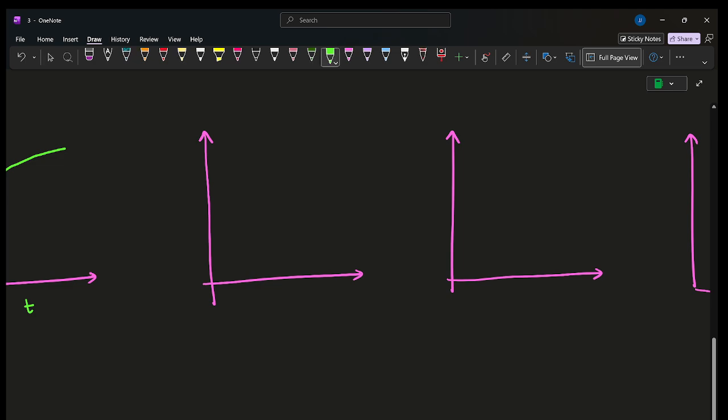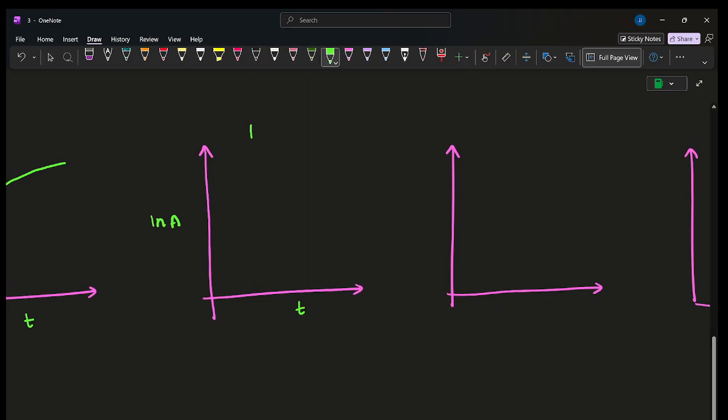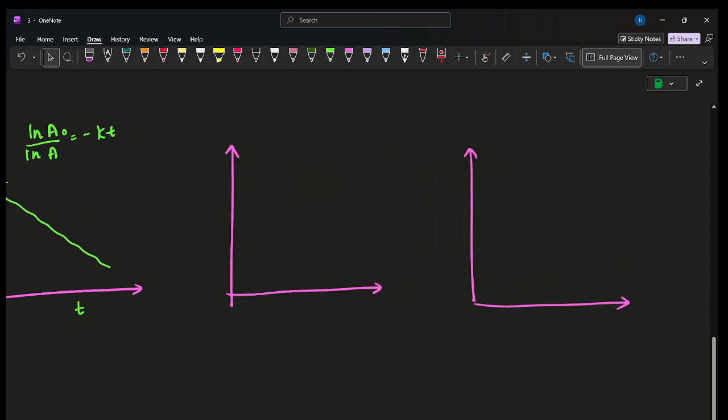Okay. So now let's go to something like ln A and time. What reaction do we know? We know ln A by ln A naught is equal to minus Kt. So definitely it's going to be a negative slope, and this is going to be ln A naught. Cool? Okay.